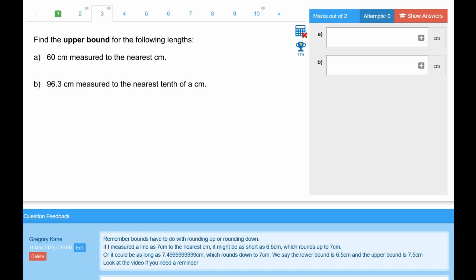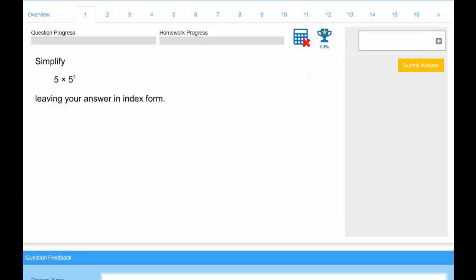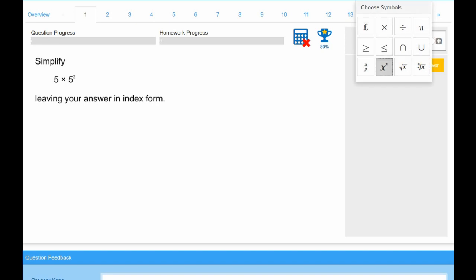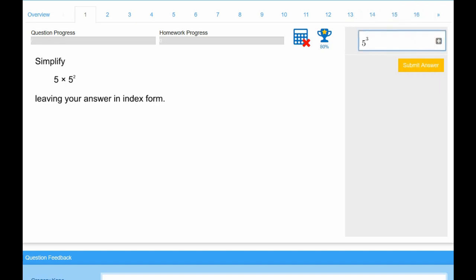So the first 12 questions are numeracy. I'll go quite quickly through those. So question 1, 5 times 5 squared. Well, 5 squared means 5 times 5. So this means 5 times 5 times 5, which we can write as 5 to the power 3. That's what we're looking for. The value is 125, but we write it as 5 to the power 3, just like that.